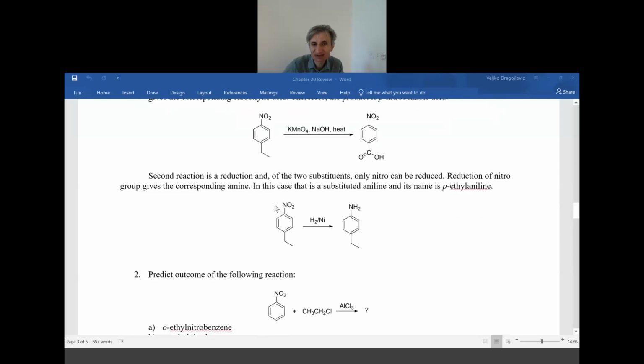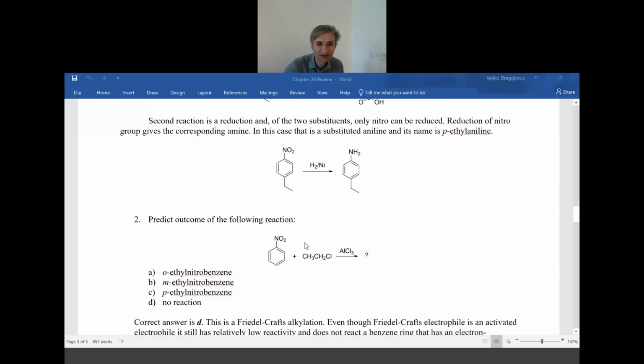The second reaction is actually reduction. Of the 2 functional groups, only nitro group can be reduced. These are conditions, catalytic hydrogenation, for reduction of a nitro group. Nitro group is reduced to amino group, and benzene with amino group is aniline, so the product is para-ethyl aniline. So that will be the first question.